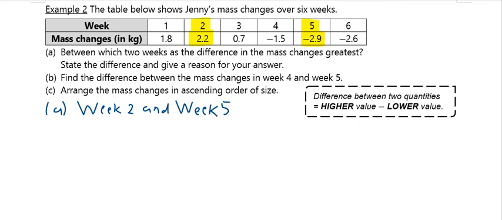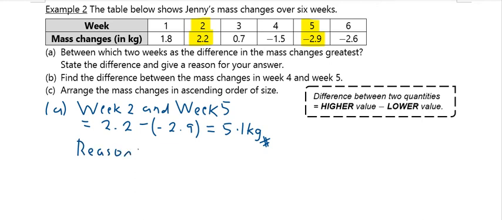So here you can state the difference. Week 2 is the most positive minus the most negative. So here you will get 2.2 plus 2.9 is 5.1 kg. The reason why is you can give that 2.2 is the highest gain, and week 5 is the lowest, the highest loss. Okay, so you can state the reason here.